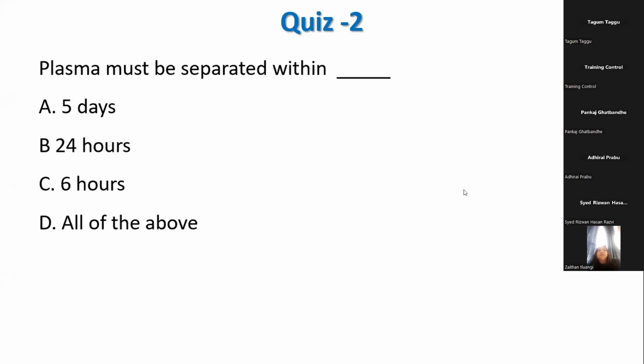The plasma, after the blood is drawn, within 6 hours, the correct answer is 6 hours. Within 6 hours, you have to separate the plasma. Previously, in the previous slide, I said there are two different time frames to be considered. That is, when you draw blood, within 6 hours, the plasma has to be separated. Once this plasma is separated, this is the second time frame. When the plasma is separated, after that, you can store it in the refrigerator, that is 2 to 8 degrees for 5 days. So I hope this clarifies any doubts anyone had.